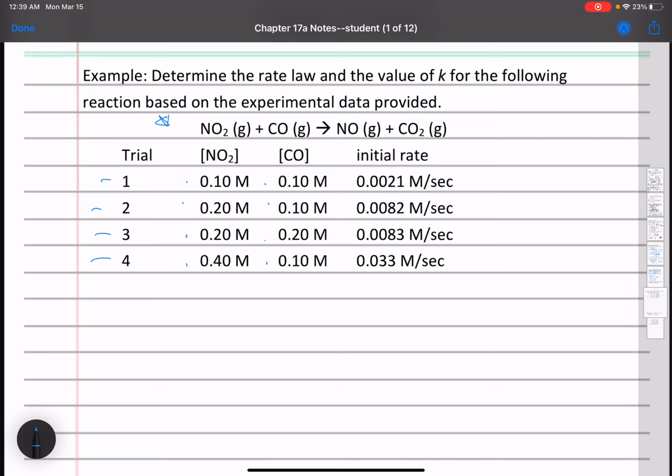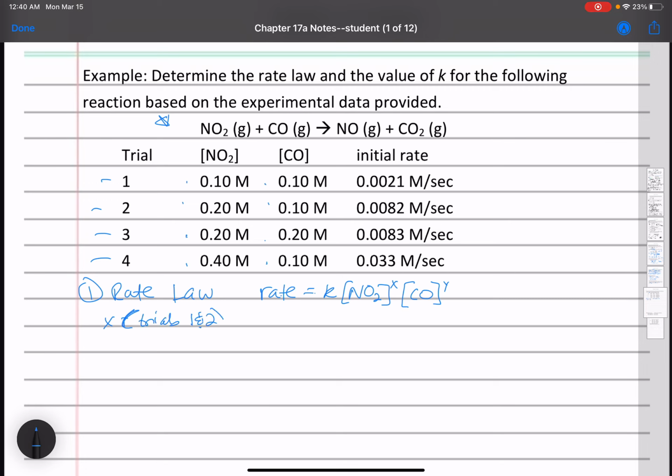So the first thing we need to do is figure out the rate law. And the rate law is the name of this equation, right? So the rate law for this is going to be the rate constant times the concentration of the first reactant to some x power times the concentration of the second reactant to some y power. So in order to solve for x, I'm going to solve x first. And I need to pick 2 trials where the concentration of NO2 differs, but the concentration of CO stays the same. So I'm going to pick trial 1 and 2.